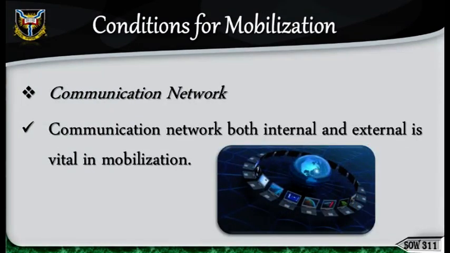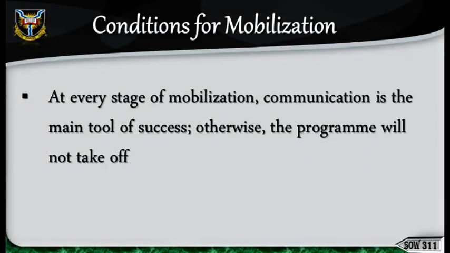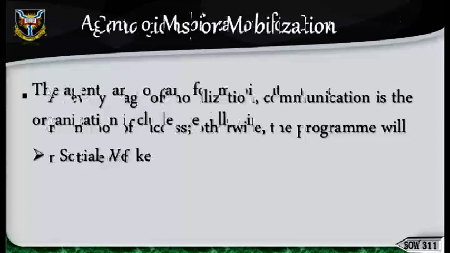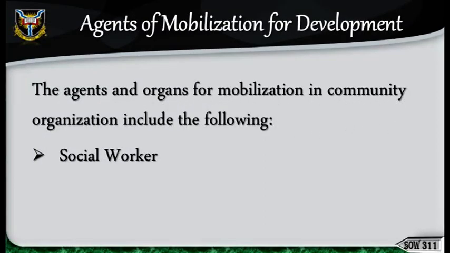Communication network. Communication network, both internal and external, is vital in mobilization. At every stage of mobilization, communication is the main tool of success. Otherwise, the program will not take off. It is through communication that community members can be involved in the mobilization process. For mobilization to be effective, members of the community must have access to information which they need to identify and solve the problems.